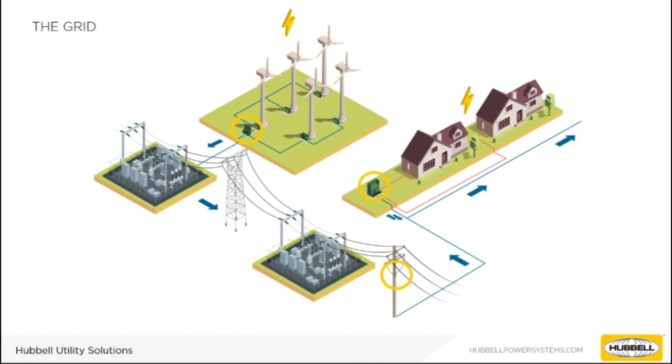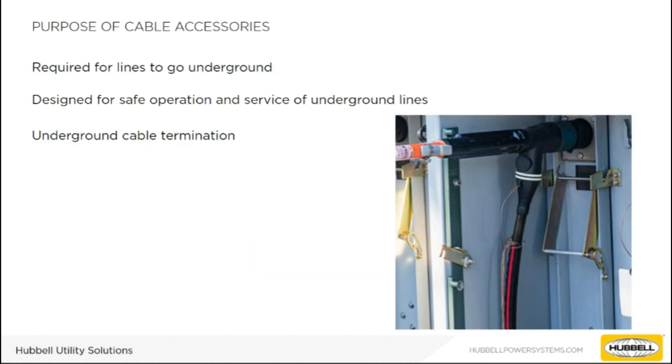Solar and wind farms also use a lot of cable accessories. They help get the power from the panel or turbine to the substation so it can be distributed throughout the grid. Without cable accessories, our overhead lines can't go underground.